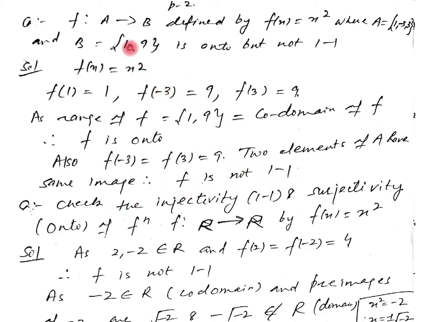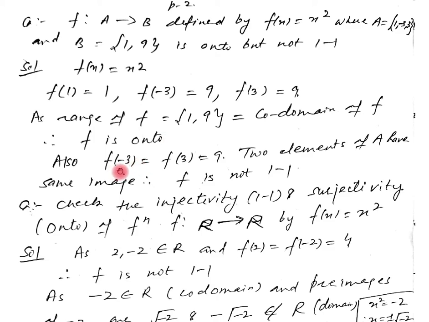See the question again. The function is given from A to B defined like this, where A is this and B is this. We have to prove that the function is onto but not 1-1. Now clearly f(x) equal to x square. Because it is a finite set with only 3 elements, we can easily find its images. F of 1 is 1, f of minus 3 is 9, f of 3 equal to 9. So the range of the function is only the elements 1 and 9, which is equal to the codomain of the function. So we can say the function is onto.